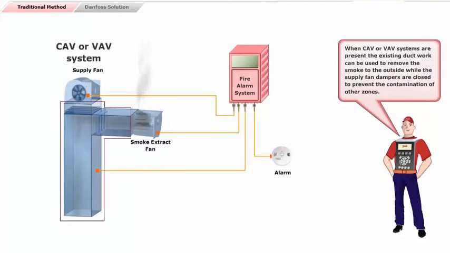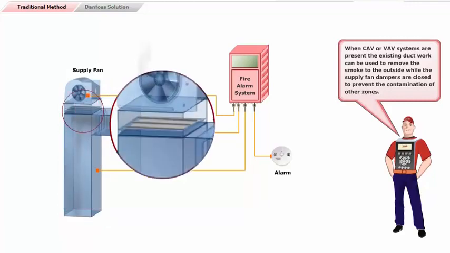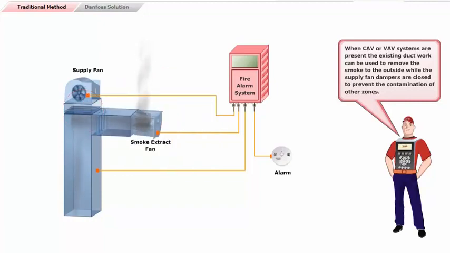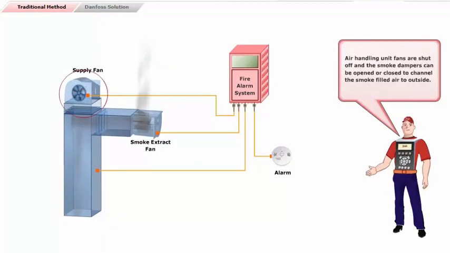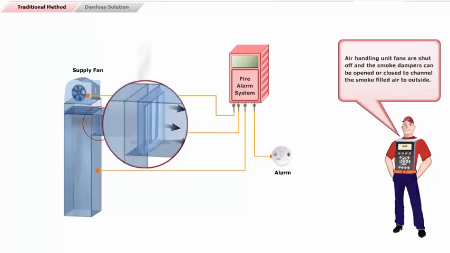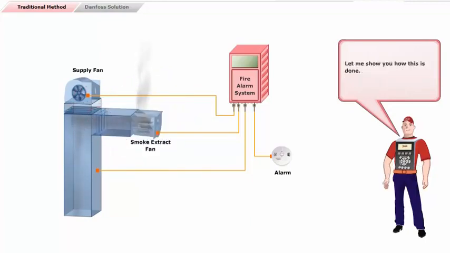When CAV or VAV systems are present, the existing ductwork can be used to remove the smoke to the outside, while the supply fan dampers are closed to prevent the contamination of other zones. Air handling unit fans are shut off, and the smoke dampers can be opened or closed to channel the smoke-filled air to outside. Let me show you how this is done.